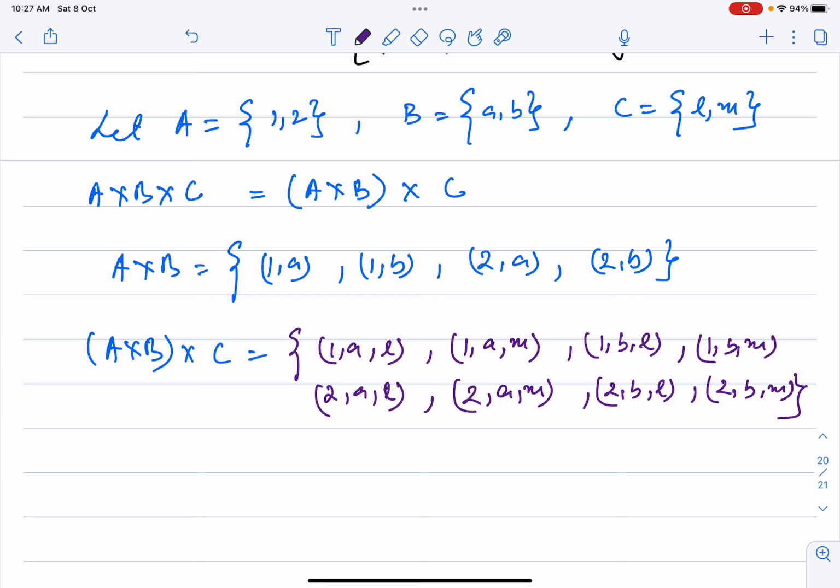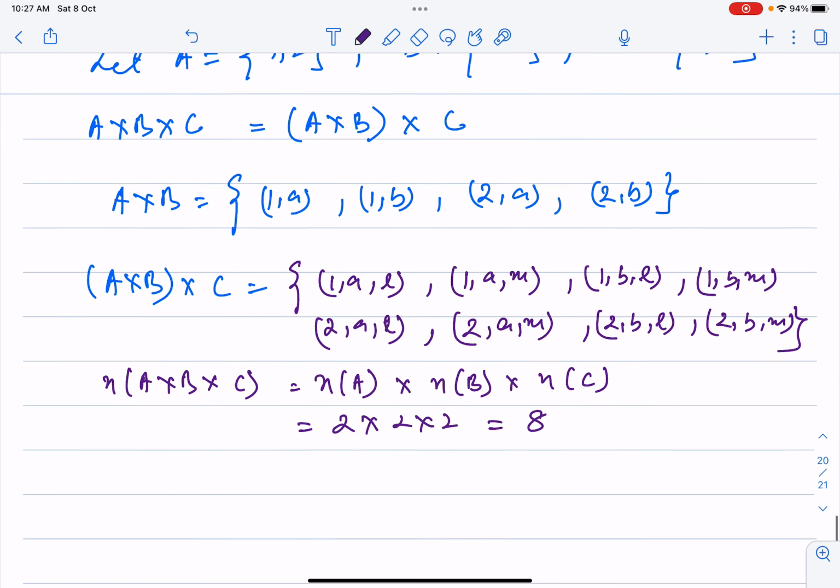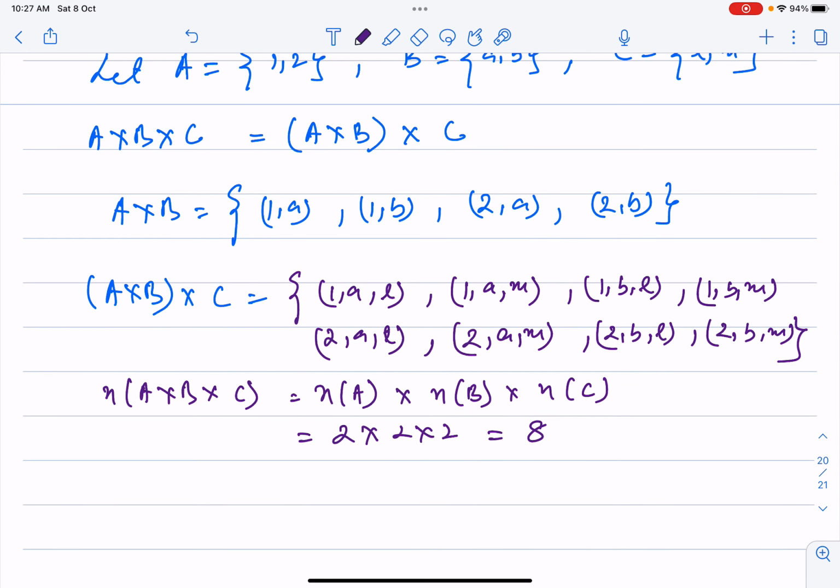So n(A cross B cross C) can be written as n(A), the number of elements in A, into the number of elements in B, into the number of elements in C. In this particular case, it was 2 into 2 into 2, which is equal to 8. It can be different also, like 2 into 3 into 2. We have taken an example in which there are 2 elements in each set. So till now, we are clear with the concepts such as ordered pair and Cartesian product.